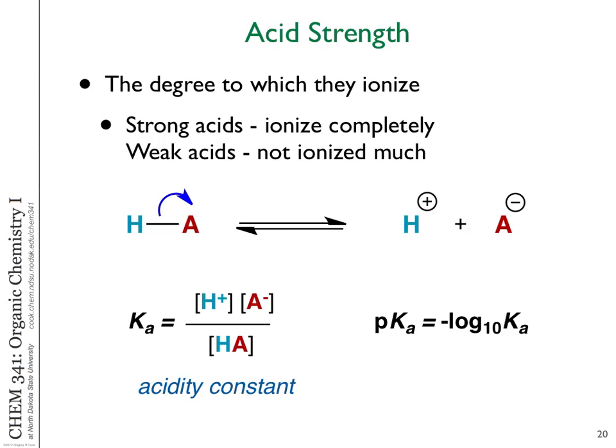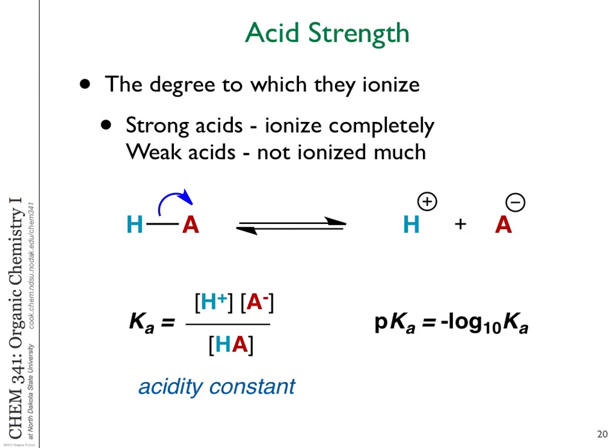So if Ka is higher, what does that mean? Which side of the equilibrium are we lying more on? To the right. If we have more products, in this case H plus and A minus, Ka will be higher, Ka will be larger. If this acid is stronger, you'll lie more to the right side. So the stronger the acid, the higher the Ka.